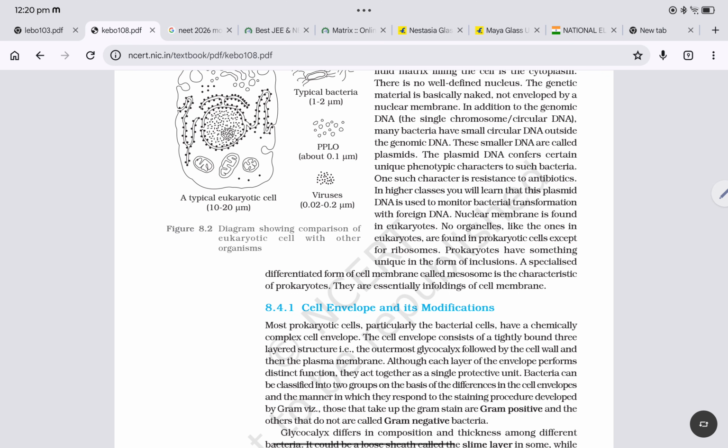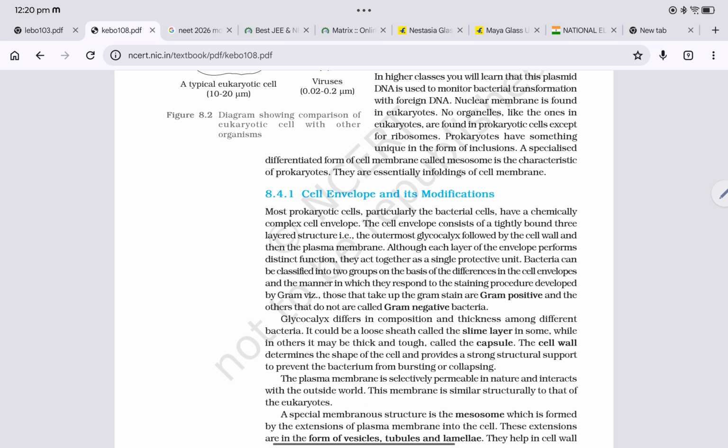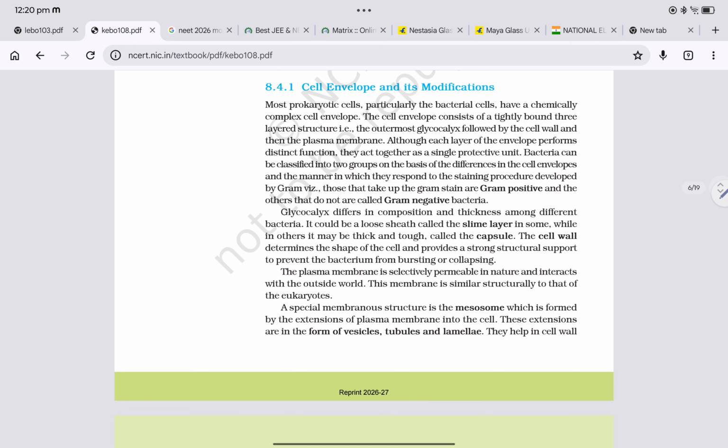8.4.1 Cell envelope and its modification. Most prokaryotic cells, particularly the bacterial cell, have a chemically complex cell envelope. The cell envelope consists of a tightly bound three layered structure: the outermost glycocalyx followed by the cell wall and then the plasma membrane. Although each layer of the envelope performs distinct function, they act together as a single protective unit.